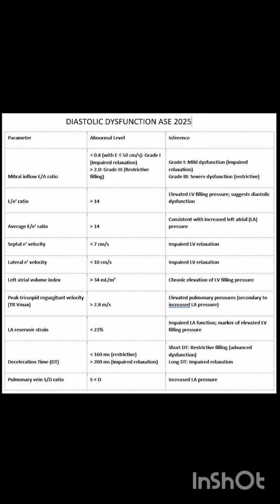The peak tricuspid velocity of greater than 2.8 suggests elevated pulmonary pressure and left atrial pressure. The three new criteria that have been added are left atrial reservoir strain, just like we do strain for the left ventricle. If it's less than 23, it suggests impaired left atrial function, marker of elevated left ventricular filling pressure.